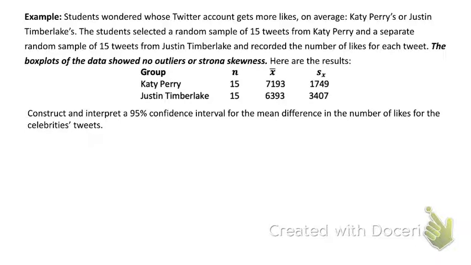Now, if there is a possibility that Justin Timberlake and Katy Perry get the same amount of likes on average, then what number would show up in our interval? 0. Let me say it again. If it's possible that Katy Perry and Justin Timberlake get the same amount of likes on average, then what number would show up in our interval? 0. Because if they're getting the same number on average and we look at the difference, we would get a 0. So we're looking to see if we get a 0 in our interval. We'll see here in just a minute. Construct and interpret. What do we get to do when we construct and interpret?